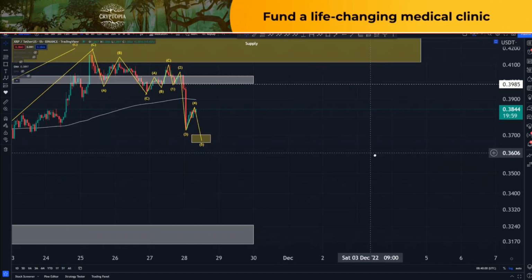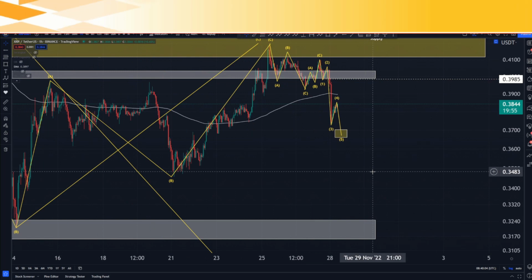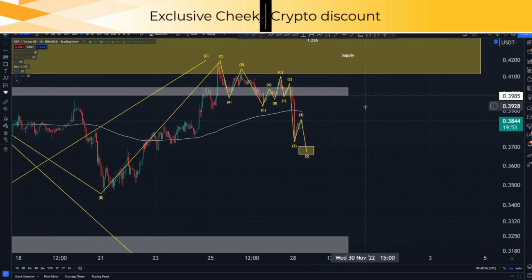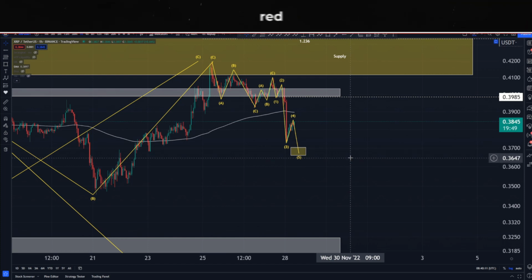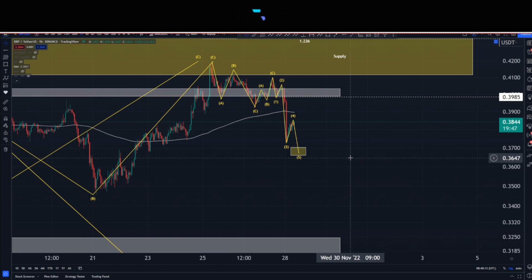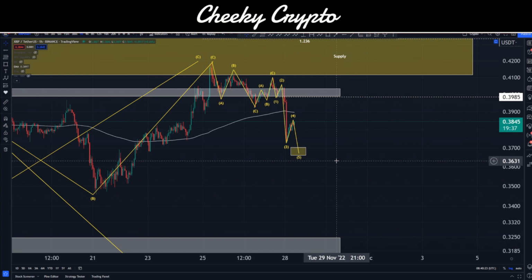I think we've got to come down, we've got to complete this structure down here, but possibly revisit the yellow box area of the supply range at the top there before really coming down hard. But it'll be interesting to see how it plays out. Obviously, it is the 28th of November. We've seen the 16th of November go. We've seen the 24th of November go. We've seen the 26th of November go, and still no price mooning to the upside.